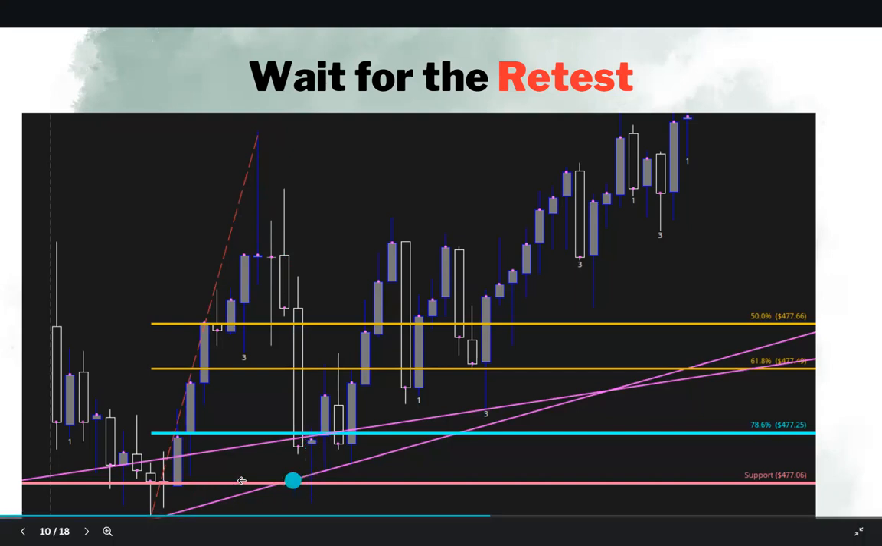Now we're back retesting the level that we came from. So this is the retest I'm talking about. And this is a strong area of confluence because this purple line is my broadening formation and this pink line is support. So this is the area of confluence to possibly take this back to the upside.